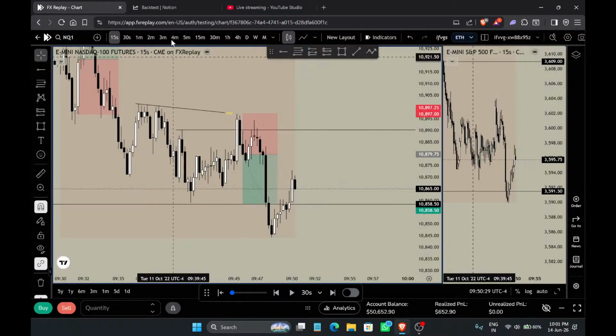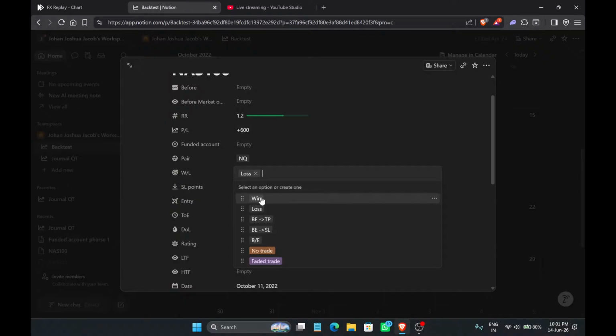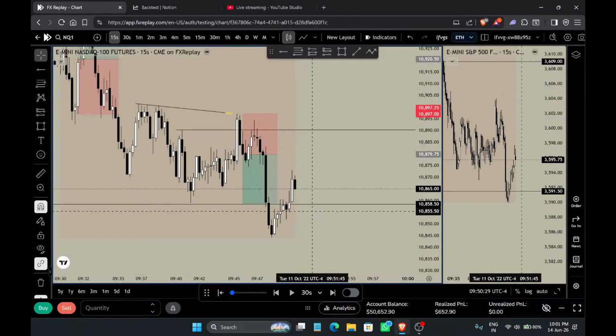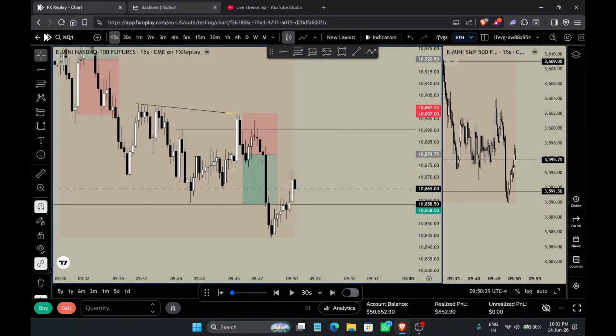We made around $600, so 600. When our loss, sorry, SL would be around 17.5, 17.5.